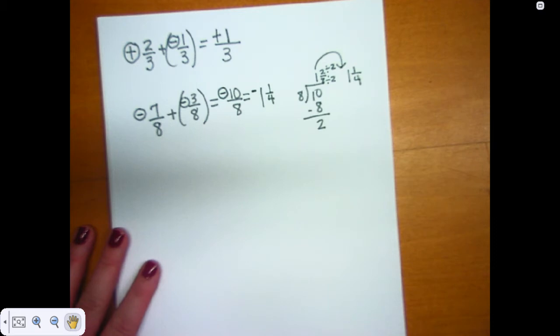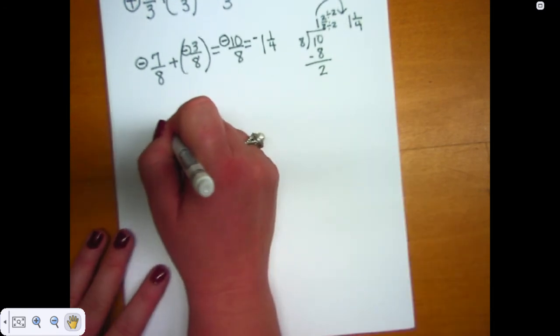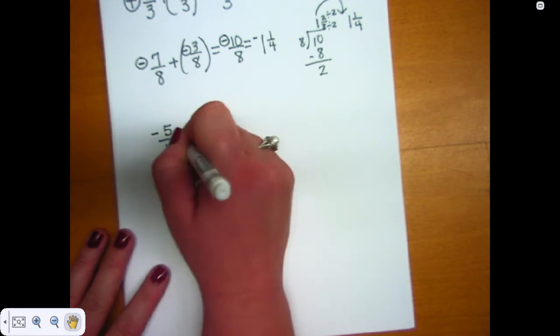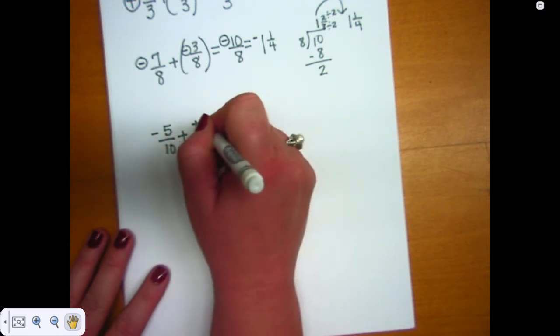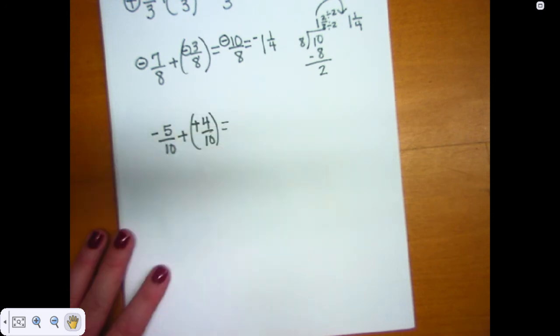It's a lot of rules, and you've got to put them all together. 7th grade is a lot about applying what you know and not just learning how to do the math. You have to be able to apply it and use all those rules together. Let's try another one. Let's say we have negative 5/10 plus positive 4/10.